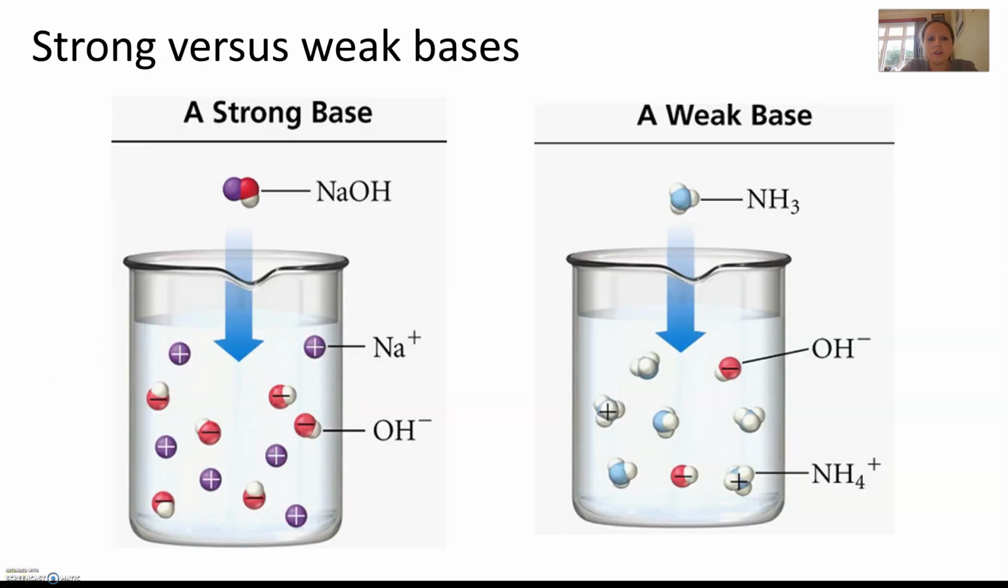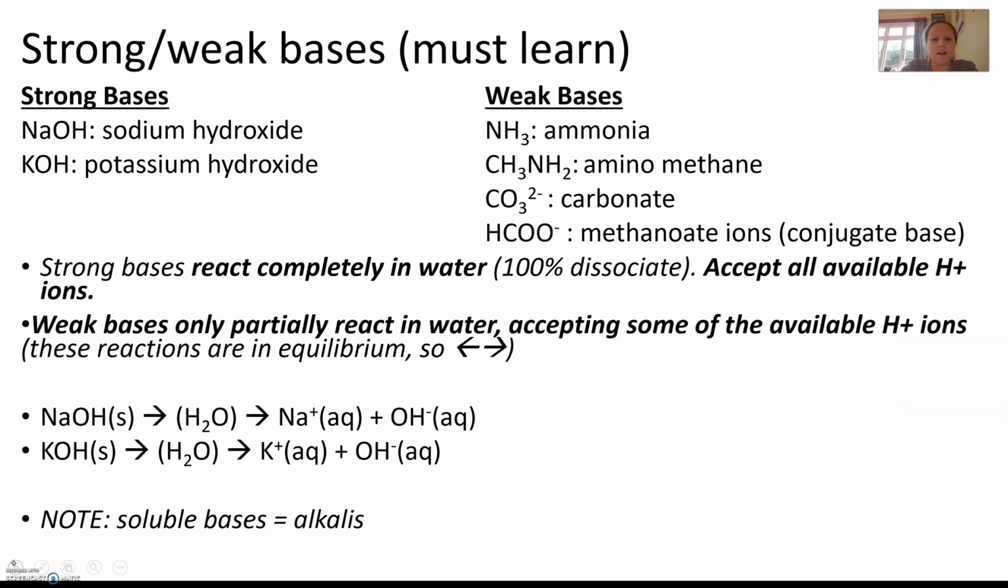So strong versus weak bases. A strong base fully reacts or dissociates in water, accepting all available protons, while a weak base only partially reacts, accepting some of the protons, okay? So moving on, here's the slide. You've seen it before. You have to memorize your strong and weak. And here are the definitions, making sure you link to H plus ions each time.